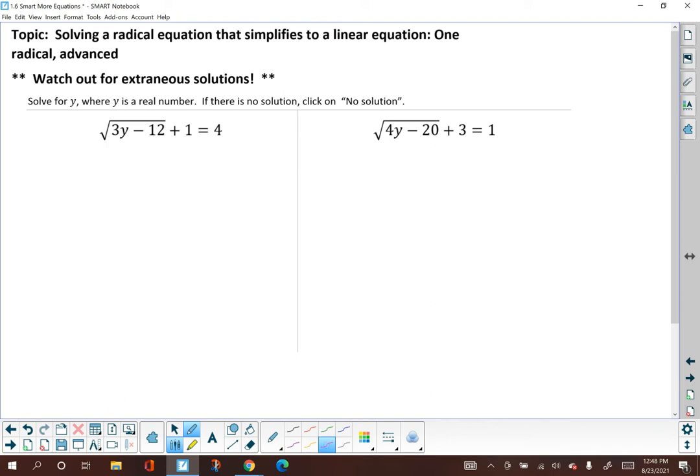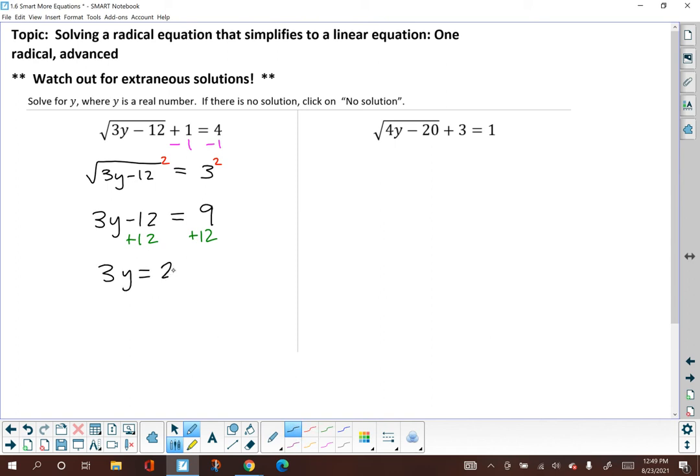So in this first equation, we'll start by subtracting 1. So I have the square root of 3y minus 12 is equal to 3. Then we can square both sides to undo that root. So we'll do a power 2 on both sides. The root and the power of 2 sort of undo each other. So this side just is now a 3y minus 12, and it's equal to a 9. So now we're just solving for y, simple linear situation now. So 3y is equal to 21, and y equals 7.